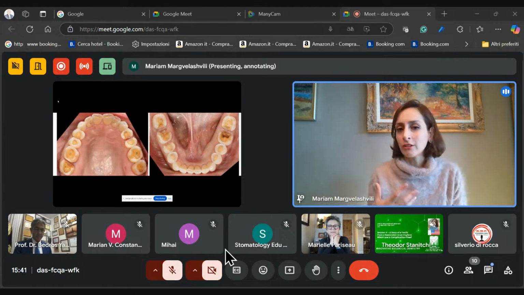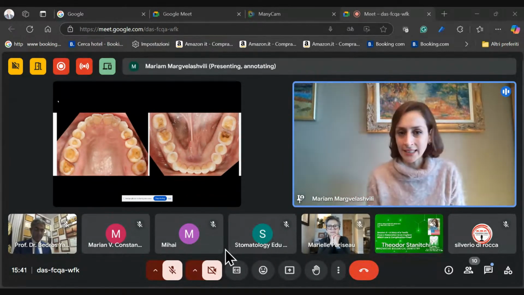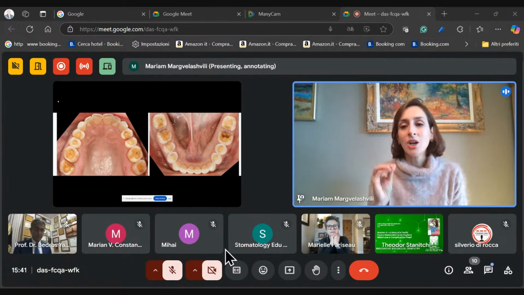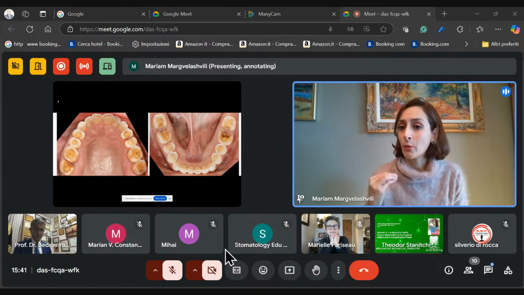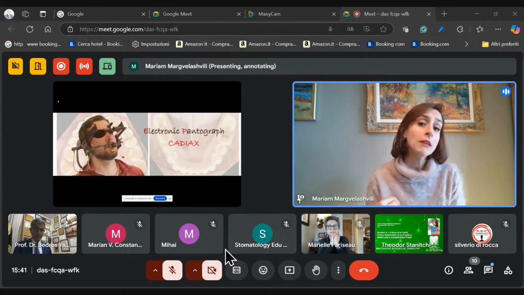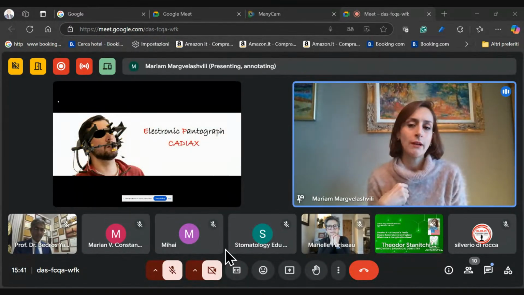So the first thing I do is remove all the failing restorations and decay, and assess the remaining tooth structure. I can clearly state that these will support partial coverage restorations. So I went ahead and fabricated only partial coverage restorations.